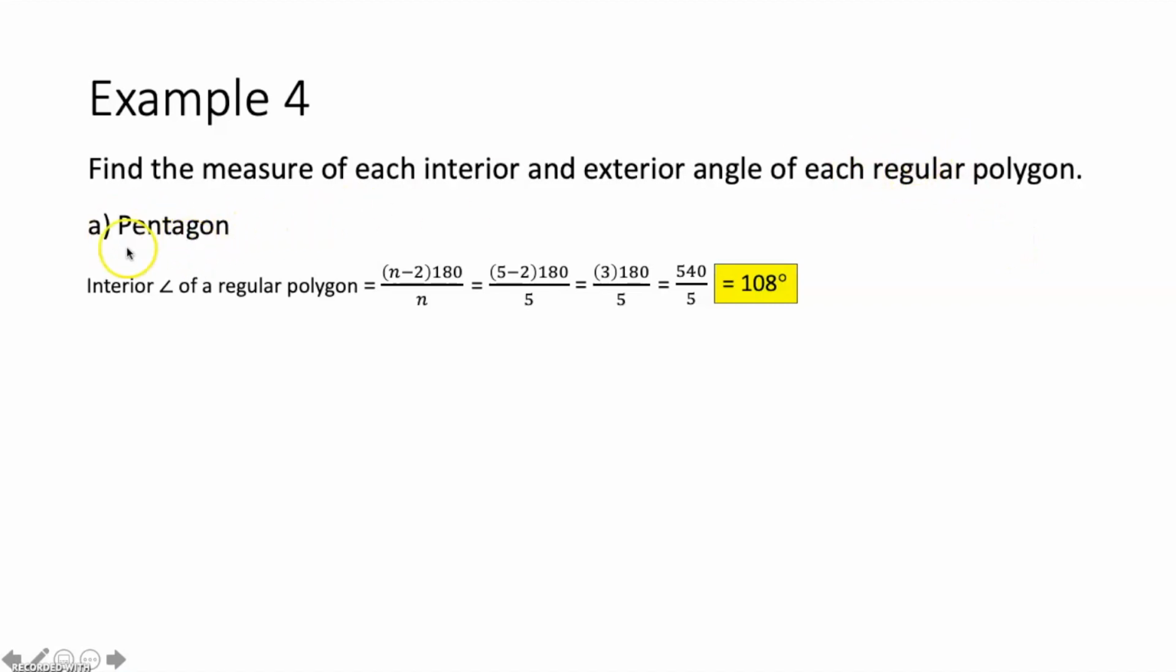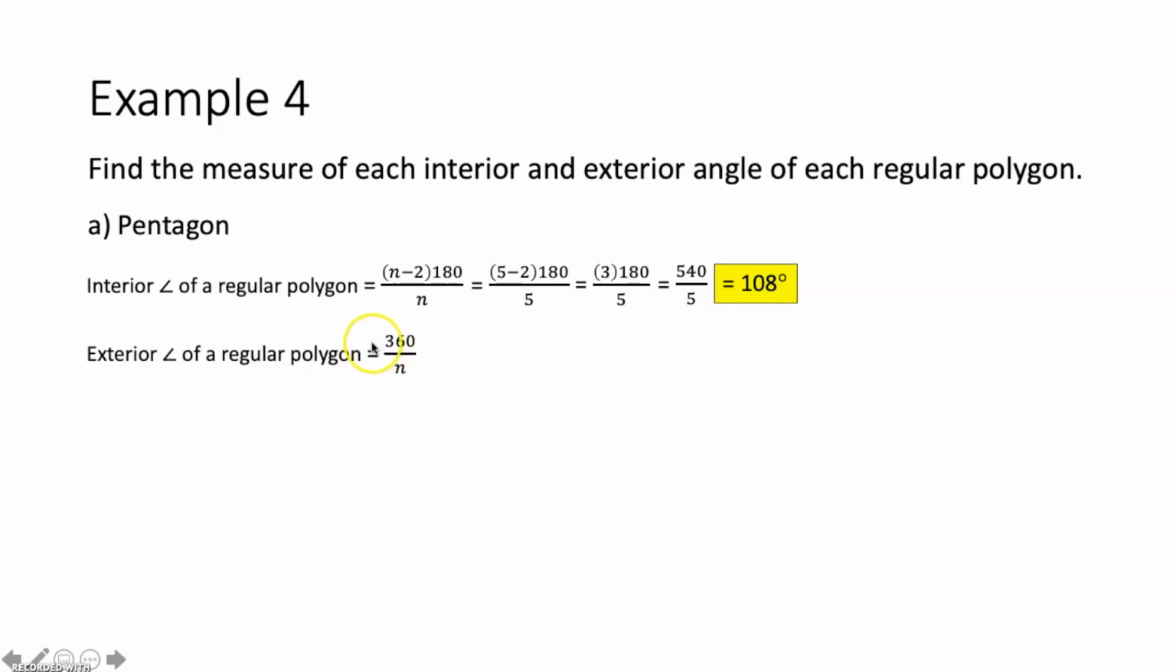Now let's talk about the exterior angle measures. So here, we're going to find each exterior angle measure for the given regular pentagon. Now again, because it's a regular pentagon, all of the exterior angles will also be congruent. All of their measures will be equal. So we're going to take whatever the sum of the exterior angle measures is, which in this case, it's 360 degrees, right? It's 360 degrees for every polygon. So the sum of the exterior angles of any polygon is 360 degrees.